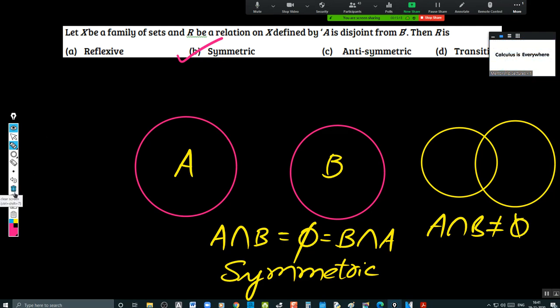Okay. सर Yes. विदाउट वेन डायग्राम नहीं हो सकता. लिखा ना नीचे. हाँ यस सर.